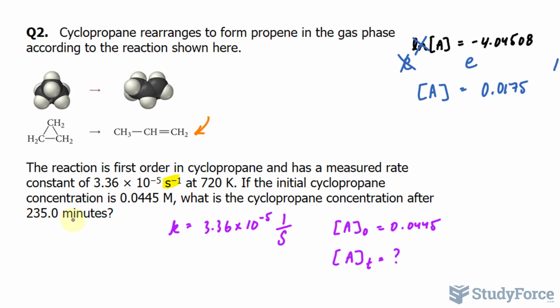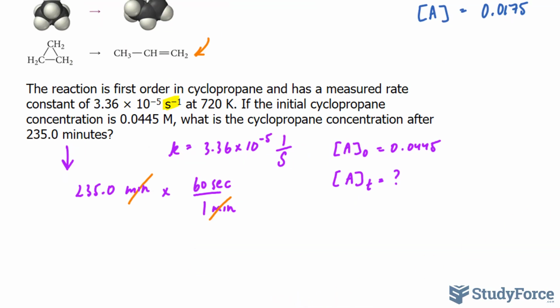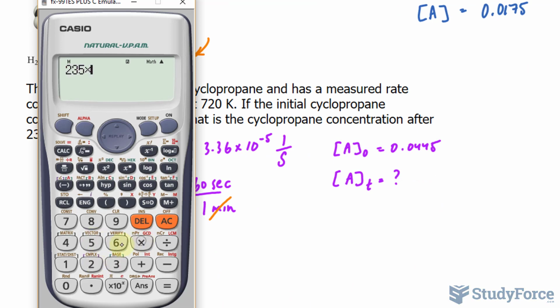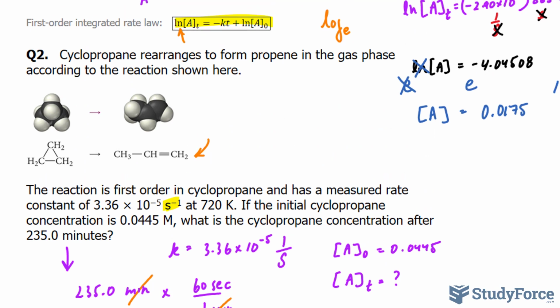The time is given in minutes, whereas in question number 1 it was given in seconds. So we have to add an extra step and convert this into seconds. 235.0 minutes. How many seconds are in a minute? We have 60 seconds per 1 minute. So we multiply this number by 60. Using our calculator, 235 times 60 is 14,100. 14,100 represents t.